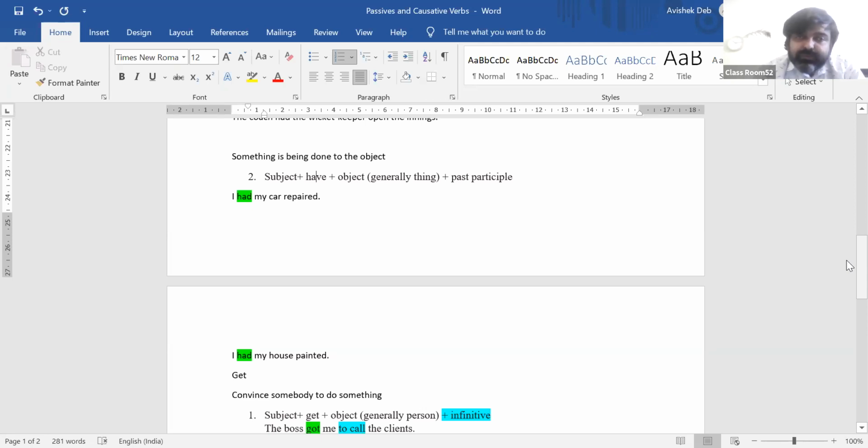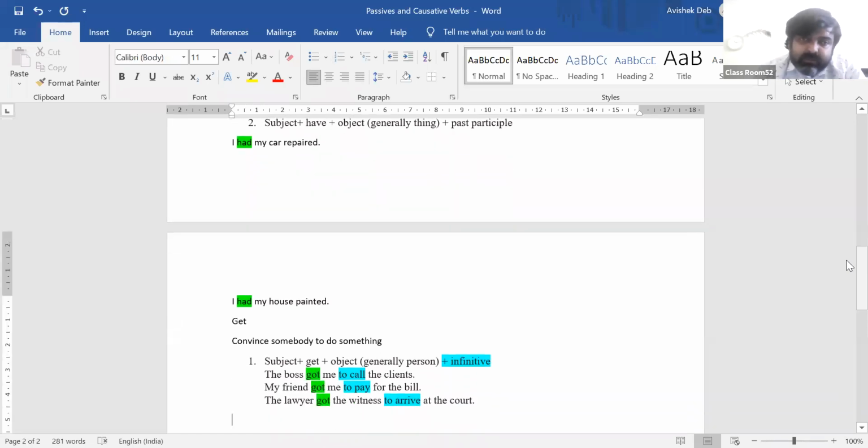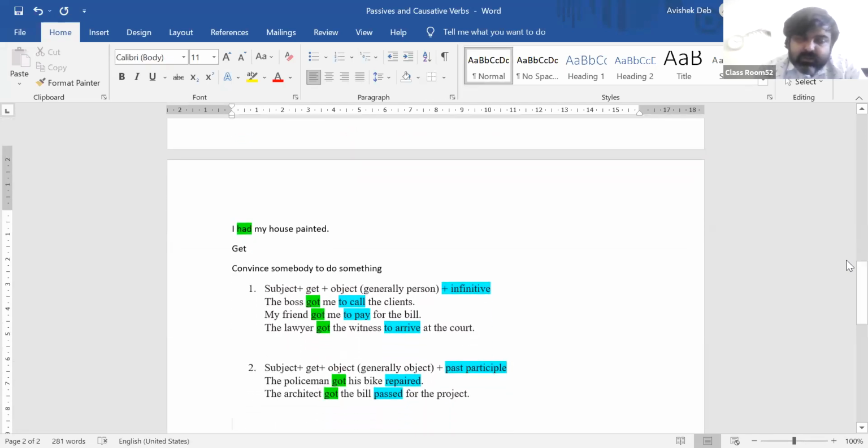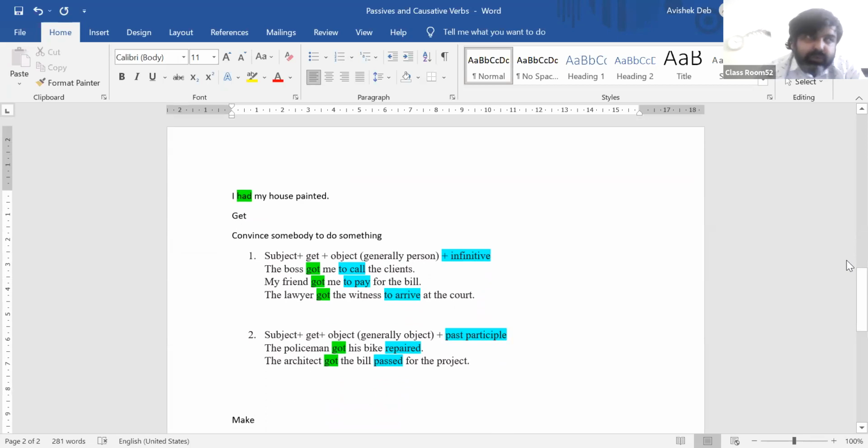The second causative verb that we had discussed was get. In get again, we have two kinds of objects, living and non-living. And in those cases, the structures also differ. As you can see in the first structure, the thing that follows a living object is generally an infinitive, and the thing that follows a non-living object is a past participle. This is for get, not for anything else.